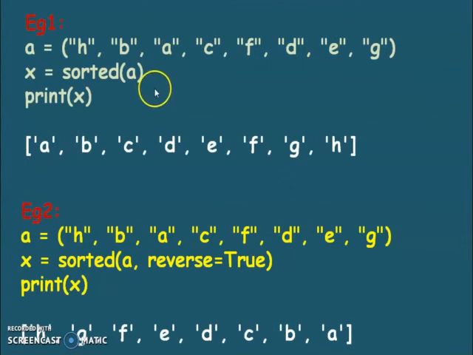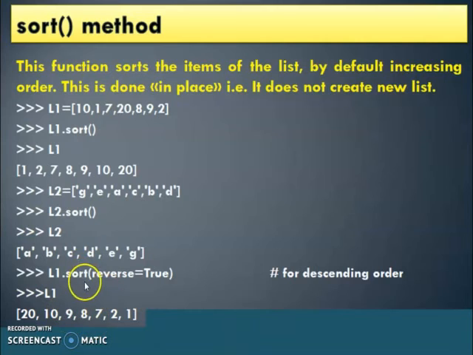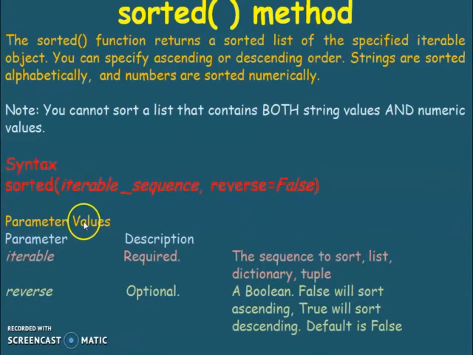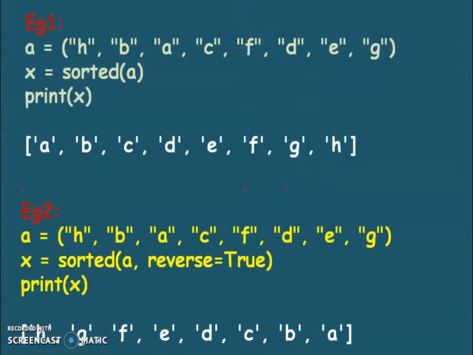Okay, children, see the example: H, B, A, C, F, D, E, G. Then X is equal to sorted of A, which means it will sort. Print X means then you will get a sorted list. See here the same list. Here sorted of A comma reverse equal to true. Here we specify the condition reverse equal to true, which means it will display the list in reverse order. See, in the sort method, here also you can give the condition. Here L2 dot sort. Here the name is sort. Here the name is sorted.